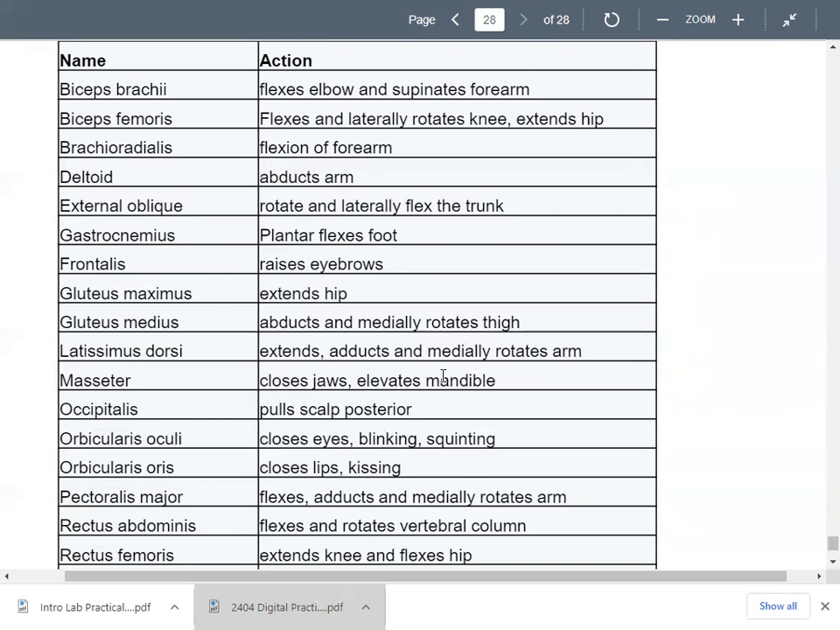So that is basically what's going to be on the practical. So what I'm going to do now is we're going to go into the lab and we'll look at the cadaver and review the muscles over there as well.